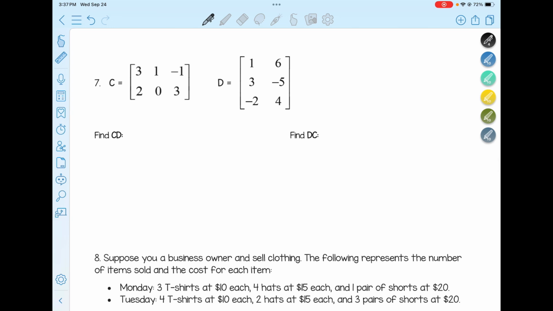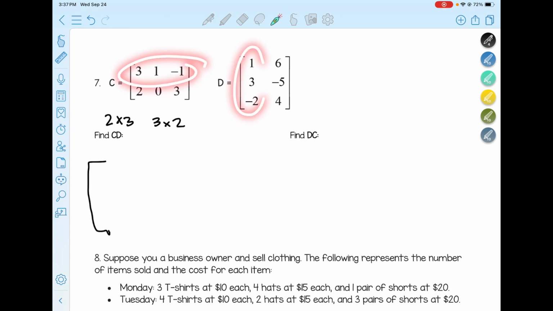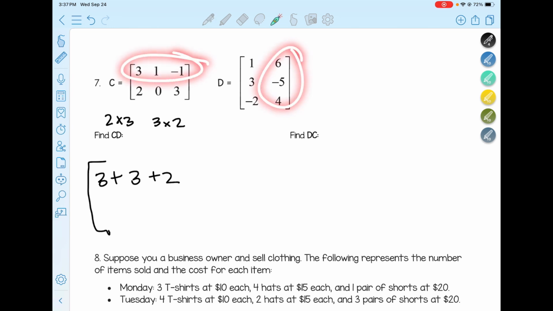So if we look at this, if we go C times D, that means we have a 2 by 3 times a 3 by 2, which means our resulting matrix is a 2 by 2. So how I'm going to write this out is I'm going to go this first row times this first column. So I go 3 times 1, which is 3, plus 1 times 3, which is 3, plus -1 times -2, which is 2. Now I go first row times second column. So I go 3 times 6, which is 18, 1 times -5, which is -5, and -1 times 4, which is -4.